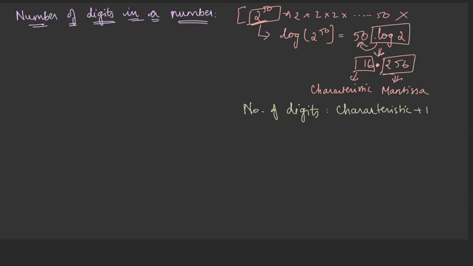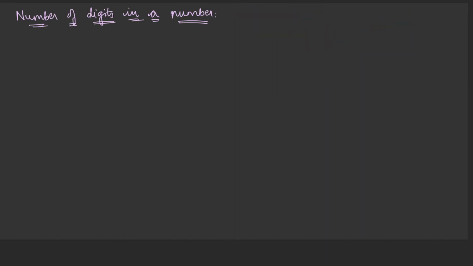So to get the number of digits in a number, we add 1 to the characteristic. In this example we got 16 as the characteristic, so we write 16 plus 1, that is 17. So there are 17 digits in 2 power 50. This is briefly about this topic. We have two types of numbers, positive and negative. Positive means greater than 1 and negative means less than 1.